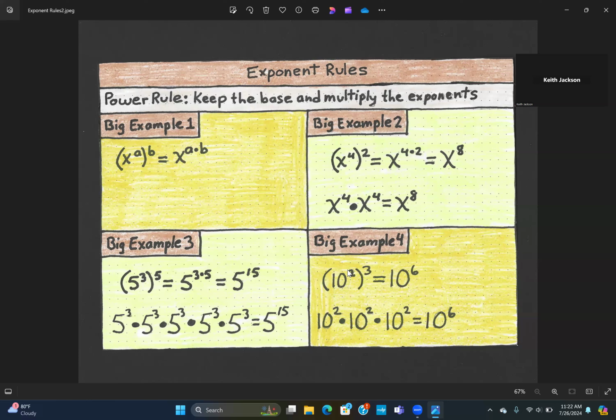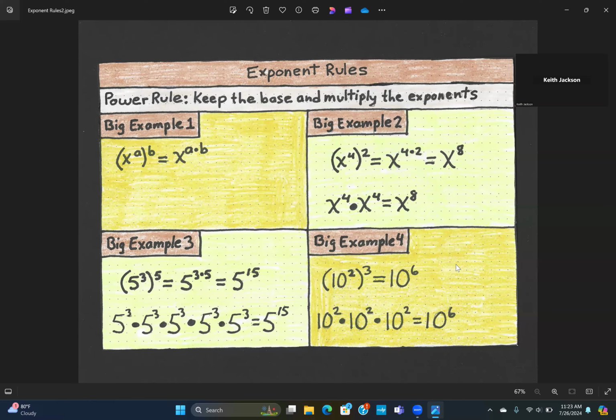And let's take a look at big example 4 now that we're beginning to understand the process of it all. And so we have 10 raised to the 2nd power, and that quantity raised to the 3rd power. We know that this could be 10 raised to the 2nd times the 3rd power. And so that will give us 10 raised to the 6th power. Or if you want to write it out, we have 10 raised to the 2nd power times 10 raised to the 2nd power times 10 raised to the 2nd power. Because all this is raised to the 3rd power, we could write this out 3 times and add the exponents, because we have 2, 4, 6, and we have now 10 raised to the 6th power.